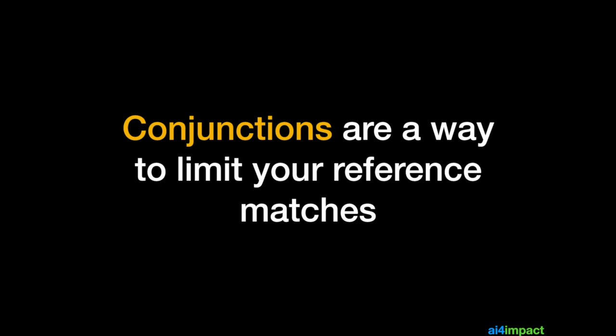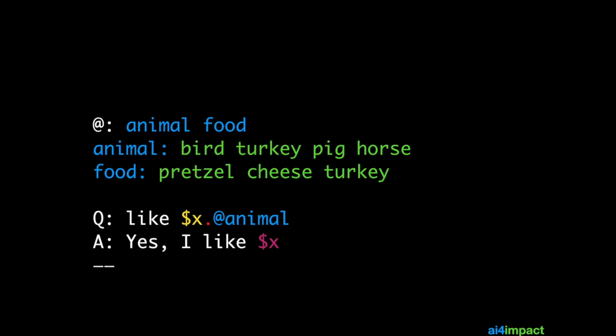Conjunctions are a way for you to limit your reference matches. So let's say we have got two types in this case, animal and food. And you can see here for animal, we have bird, turkey, pig and horse as our things. And for food, we have pretzel, cheese and turkey. Now, what if we want to limit the reference match so that it matches just the animal? Well, the trick is to use the conjunction.